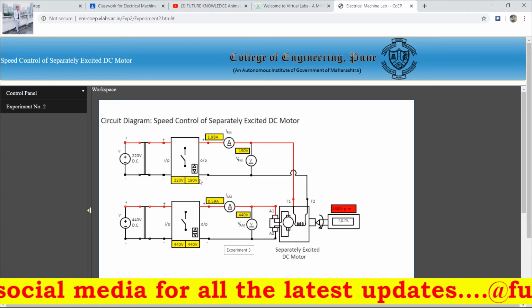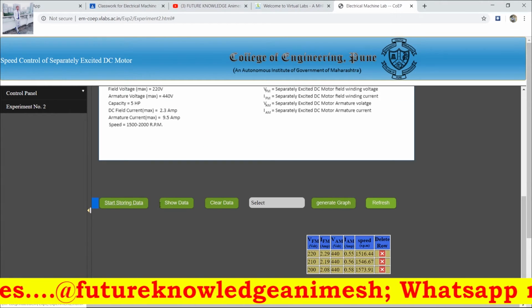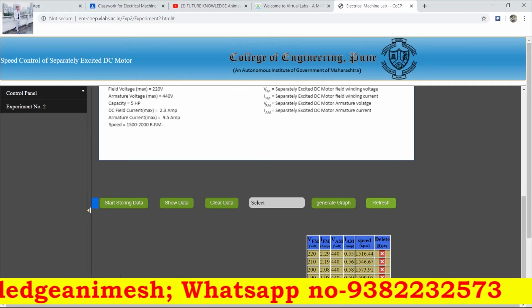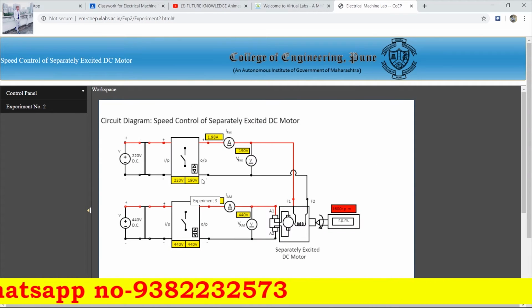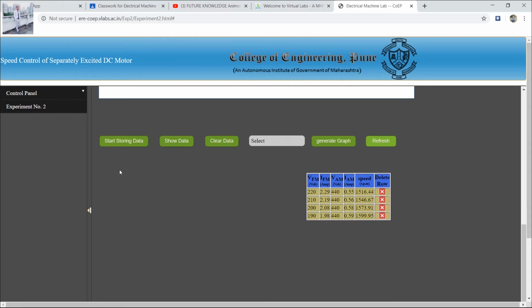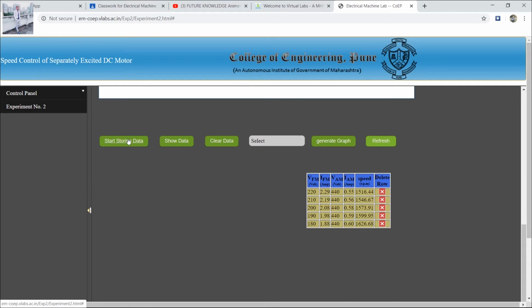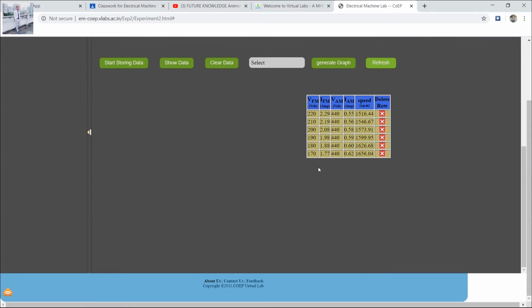Now I decrease the voltage to 190 volt of the field terminal. Next start storing data and show data. You can see the RPM speed 1599. Next we decrease the voltage of the field terminal to 180 volt. Next show data. Here you can see 1626 RPM speed. Similarly, we decrease the voltage of the field terminal to 170 volt. Next, start storing data and show data. Here you can see the data chart.